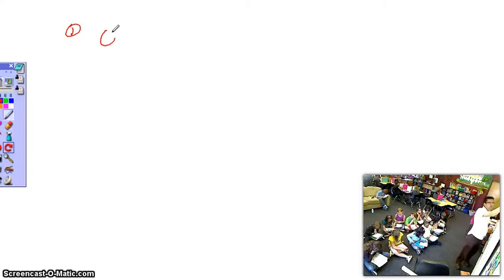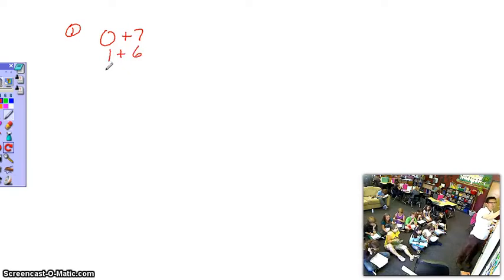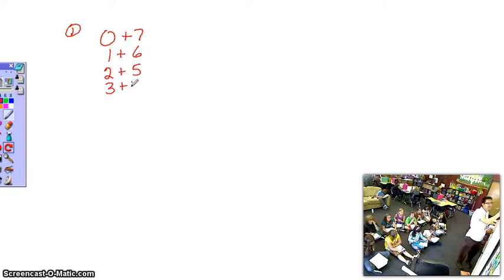Notice that they list all the combinations first that total 7 because together they did 7. 0 plus 7, 1 plus 6, next one, 2 plus 5, next one, 3 plus 4. And that's all we have to do, because the next one after that, if I kept going in an organized list, would be what? 4 plus 3, which I've already done right here.